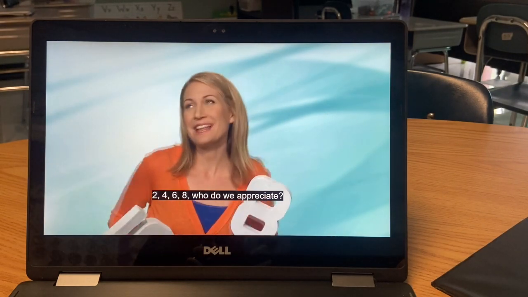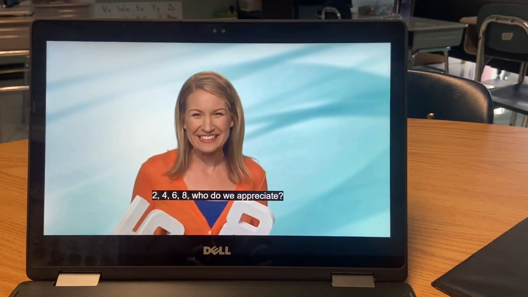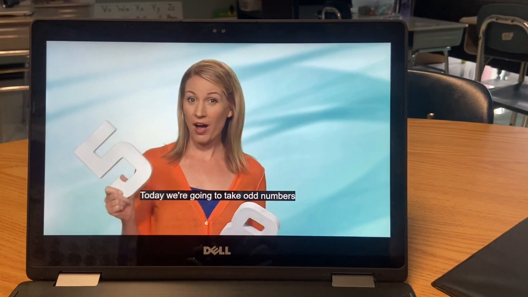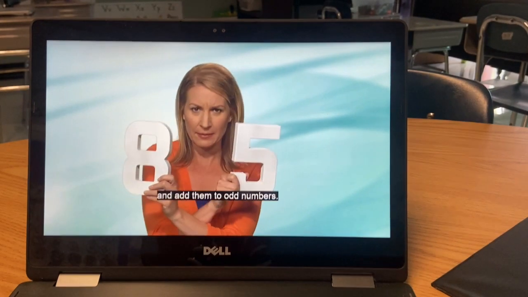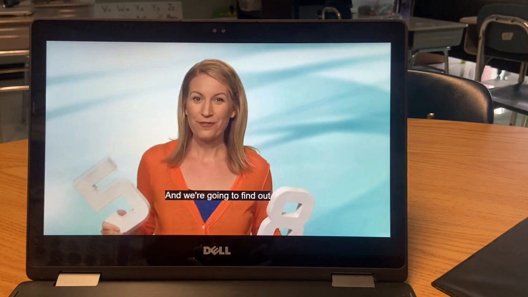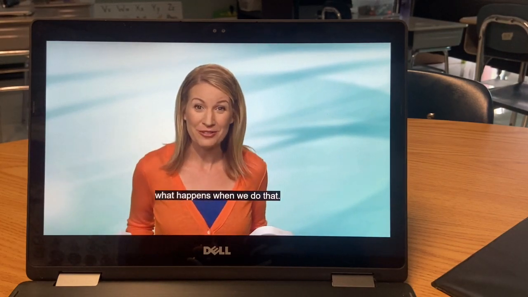Two, 4, 6, 8. Who do we appreciate? Today we're going to take odd numbers and add them to even numbers, or even numbers and add them to odd numbers. And we're going to find out what happens when we do that.